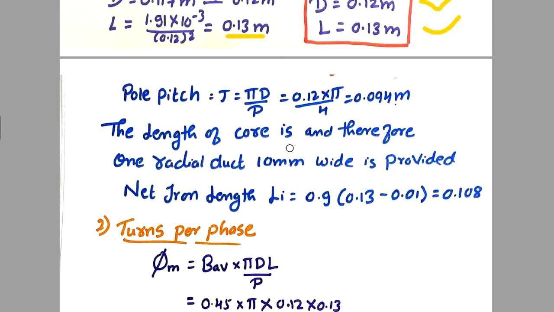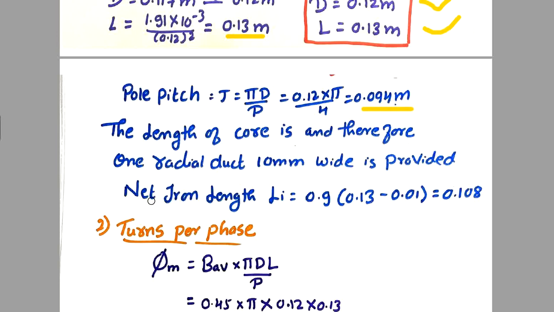If you have any question in between, please raise your hand. Now, what is the pole pitch? Pi D by P, so 0.12 into pi by 4. You will get 0.094 meter. For the length of the core, we will consider that one radial duct, 10 mm wide, is provided.